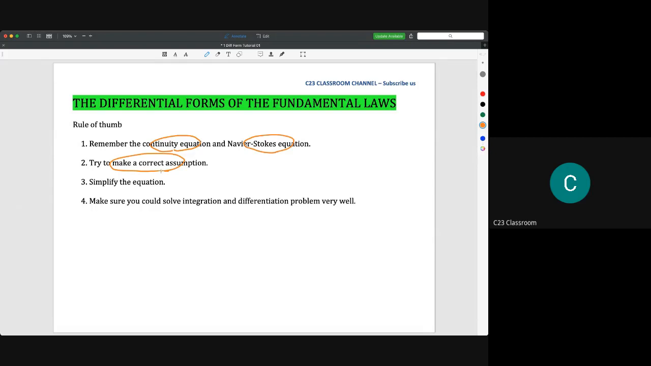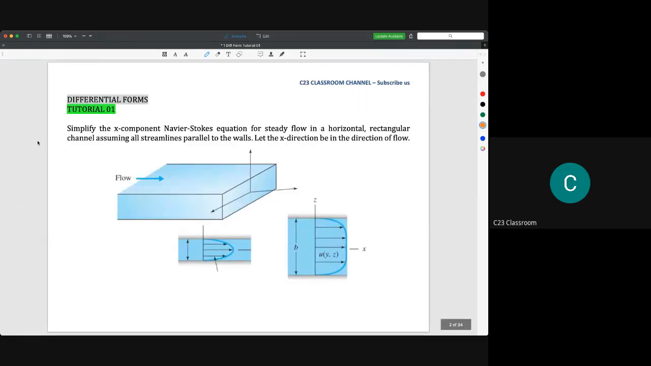After you make assumptions, you simplify the equation. And then you need to know the integration work, meaning the integral and differential process. I hope you could master that very well, because we need to use that to solve the problem. So this is the rule of thumb to solve a problem by using the idea of the differential form, or by using the idea of the Navier-Stokes equation. Okay, let's say we go for tutorial one.